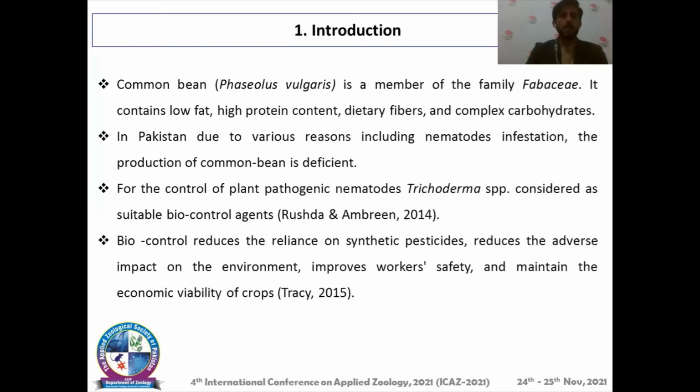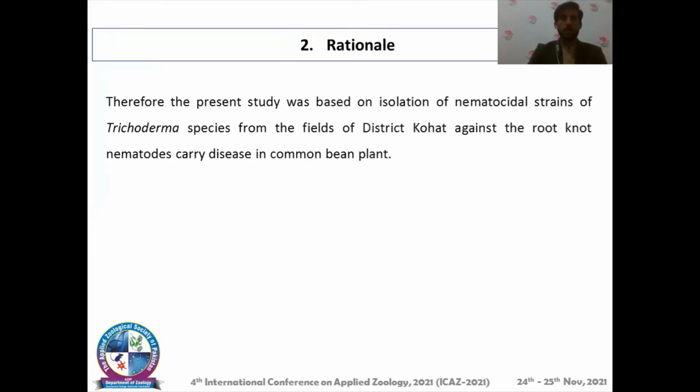Introduction. Common bean, Phaseolus vulgaris, is a member of the family Fabaceae and contains low fats, high protein contents, dietary fibers, and complex carbohydrates. In Pakistan, due to various reasons, including nematode infestation, the production of common bean is insufficient to meet the requirements. For the control of plant pathogenic nematodes, Trichoderma species are considered a suitable biocontrol agent. Biocontrol reduces the reliance on synthetic pesticides, reduces the adverse effect on the environment, improves worker safety, and maintains the economic viability of crops.